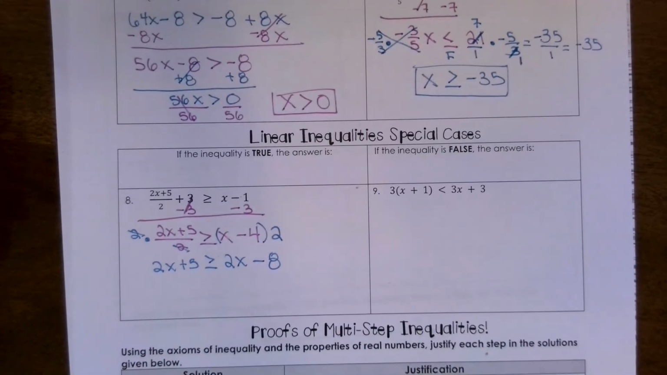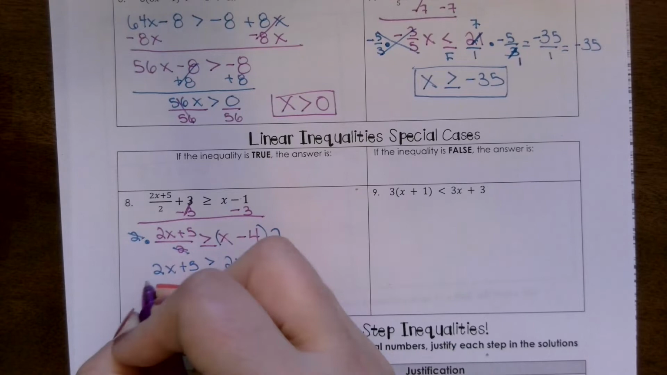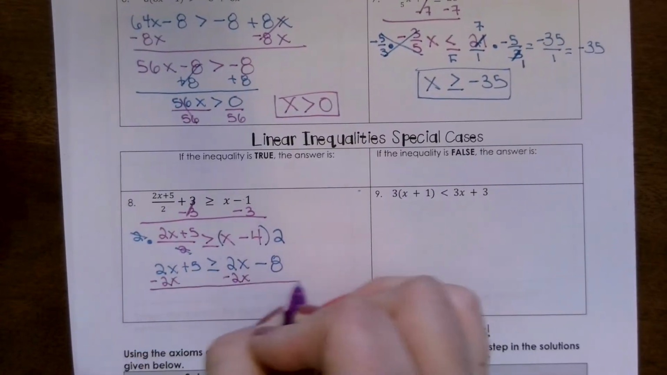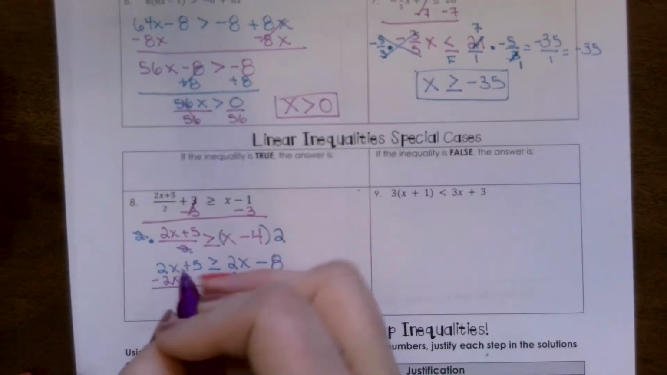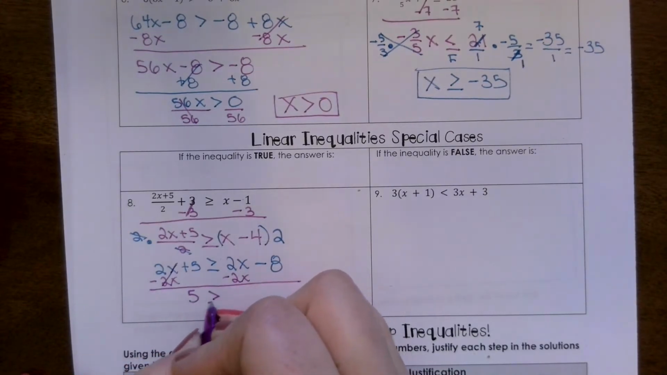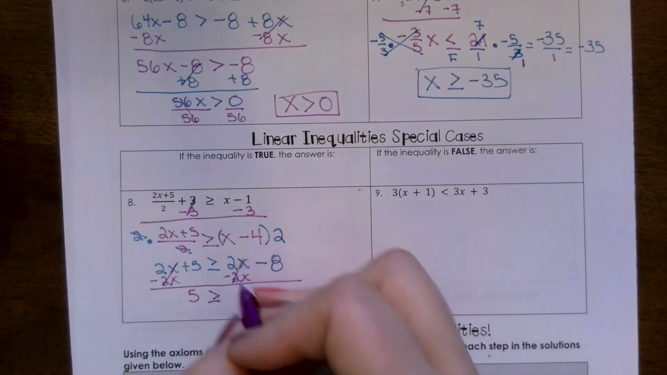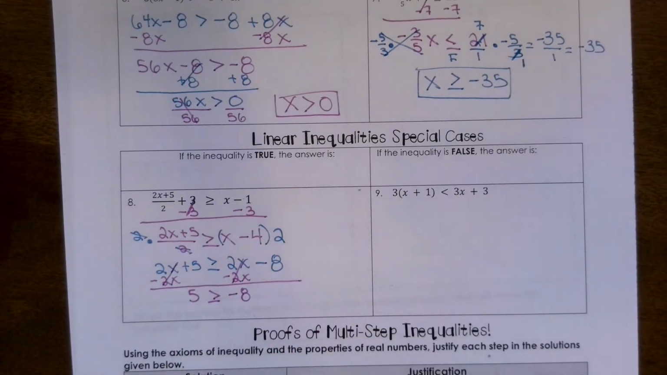I'm now at a point where I don't have like terms, but I do have my x's on both sides. So I'm going to subtract 2x from both sides. And I realize that 2x minus x is 0, and 5 is brought down, is greater than or equal to 2x minus 2x. Again, that's 0, and negative 8 is brought down.